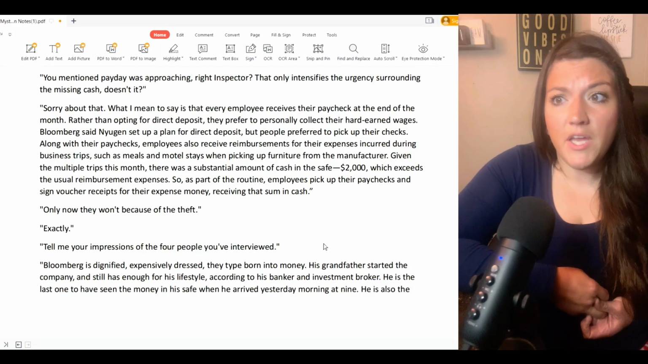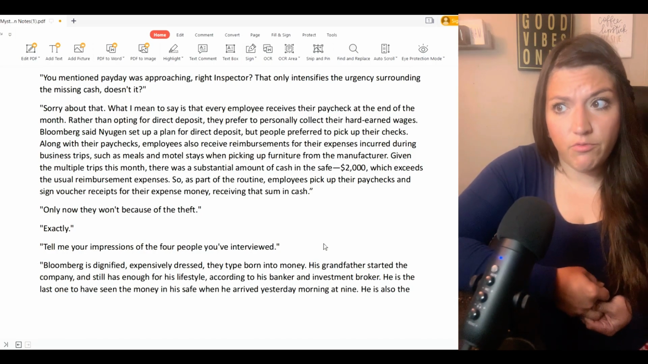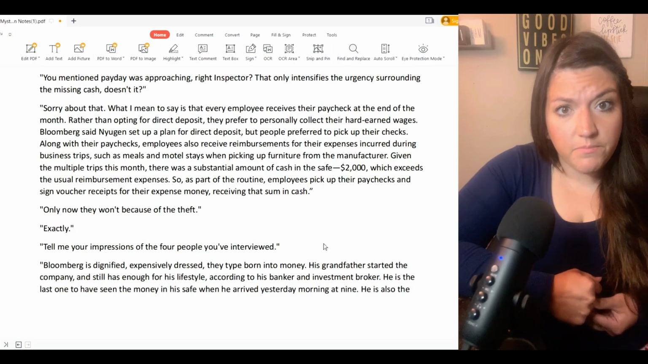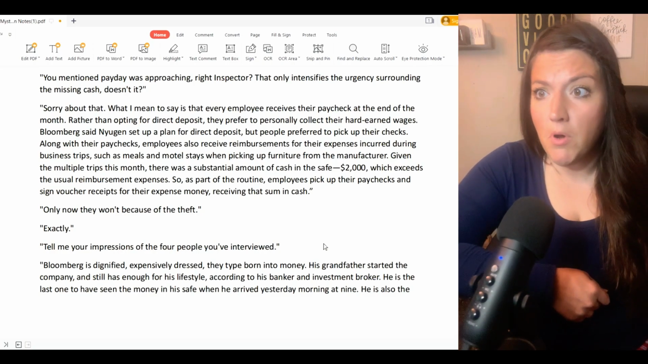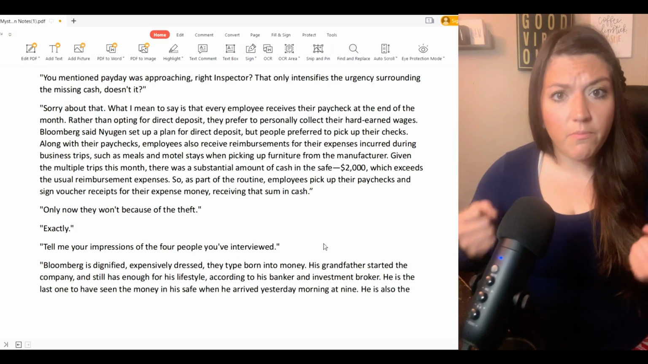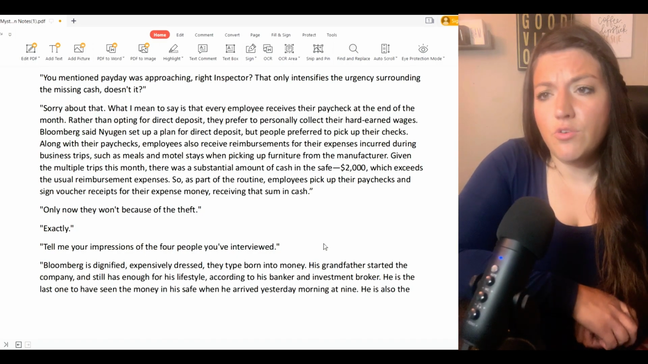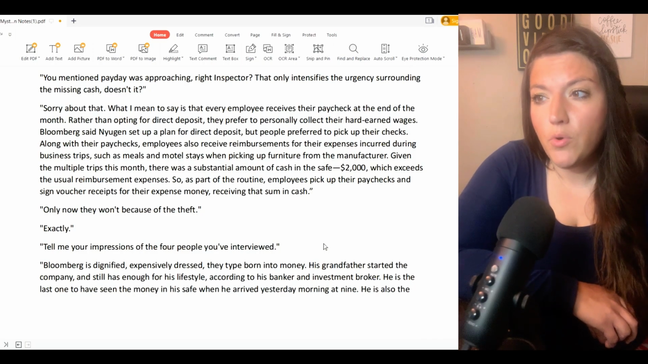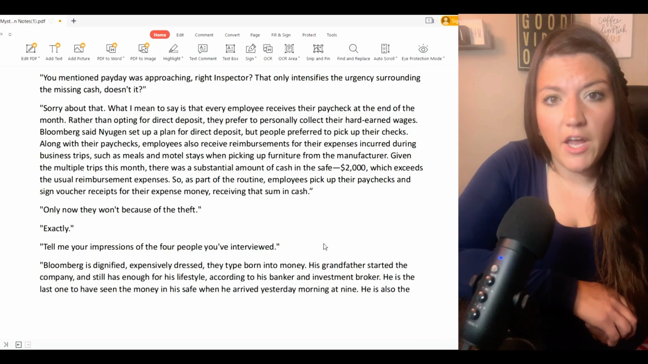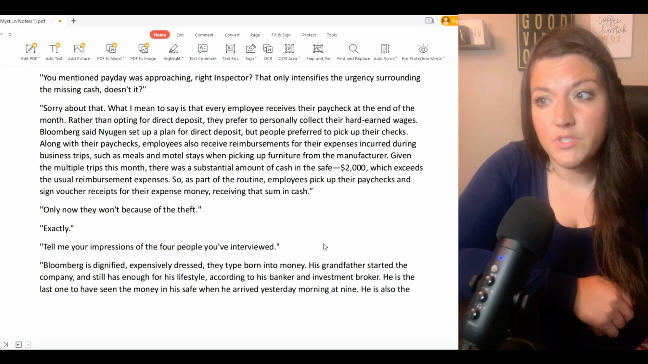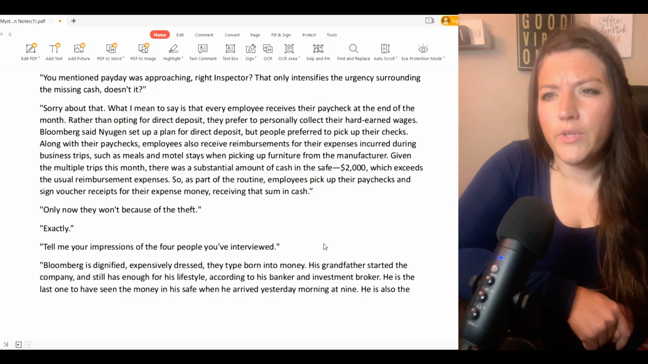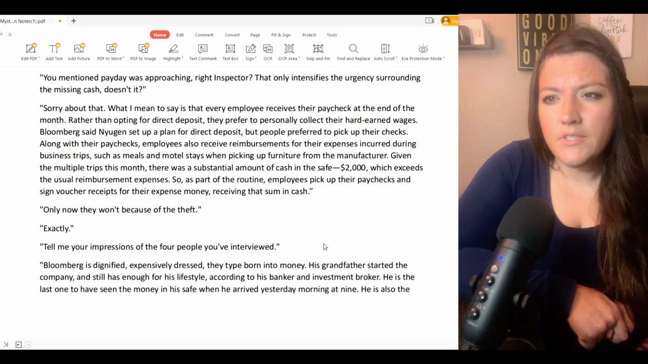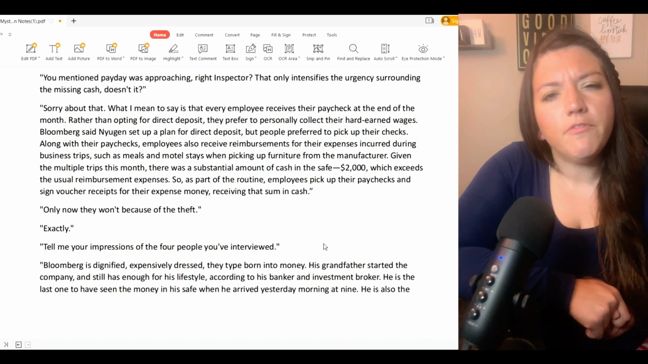Along with their paychecks, employees also receive reimbursements for their expenses incurred during business trips, such as meals and motel stays when picking up furniture from the manufacturer, given the usual reimbursement expenses. So as part of the routine, employees pick up their paychecks and sign voucher receipts for their expense money, receiving that sum in cash. Only now they won't because of the theft. Exactly. Tell me your impressions of the 4 people you've interviewed.